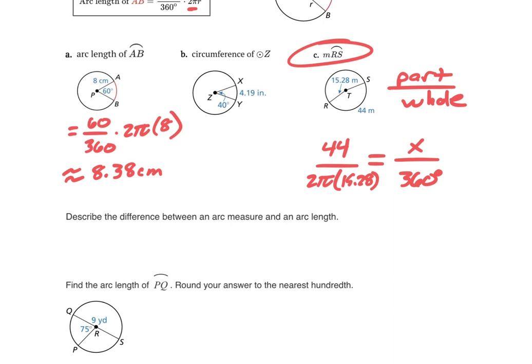Here is the best way that I think to go about this. This is a proportion, right? We've seen proportions a lot throughout the year, even in geometry. We saw it in Algebra 1. We're going to cross multiply here. So we're going to do 44 times 360. Punch that into your calculator. And then we're going to divide by each one of these one at a time. So 44 times 360, then divide by 2, divide by pi, and then divide by 15.28.